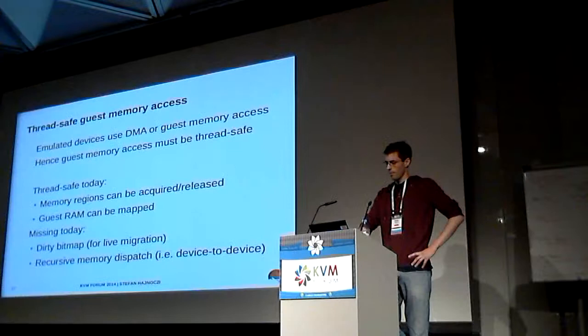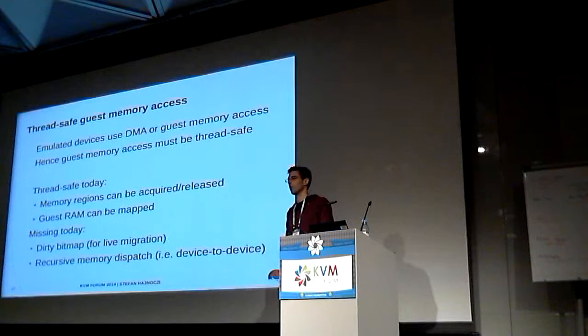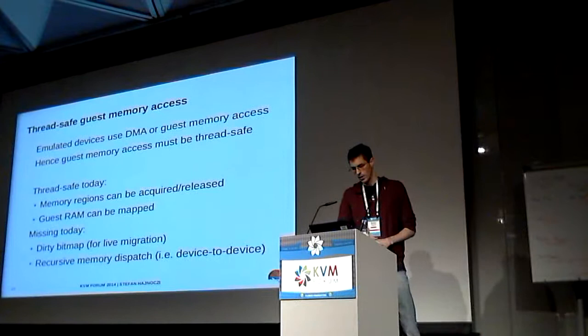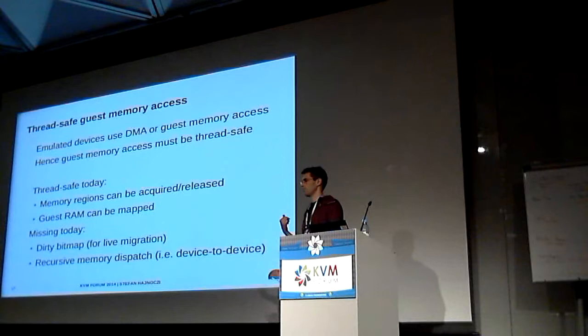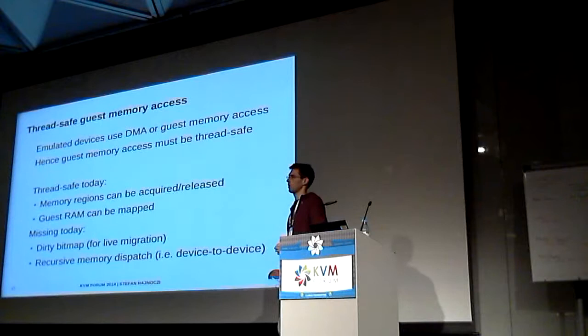So that's actually a problem. Cheating like that works in some cases, but there are other cases where we're really going to need to tackle this problem and solve it properly. Okay, and those two open problems are, for live migration, the guest memory dirty bitmap, and recursive memory dispatch. So I'm going to talk a little bit about them.